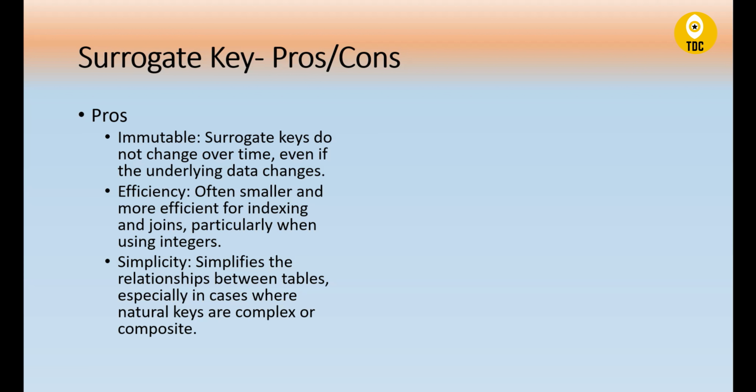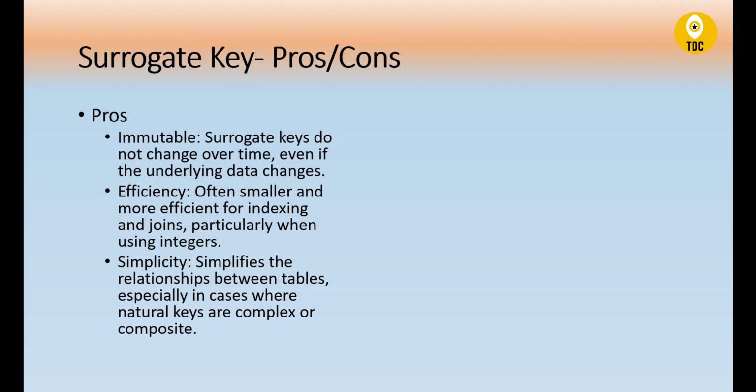And it also simplifies the relationship between the tables, especially in cases where natural keys are complex or composite. So say, for example, there is a scenario where you are not able to uniquely identify a particular column as a primary key. In that case, you struggle to identify a primary key, right?